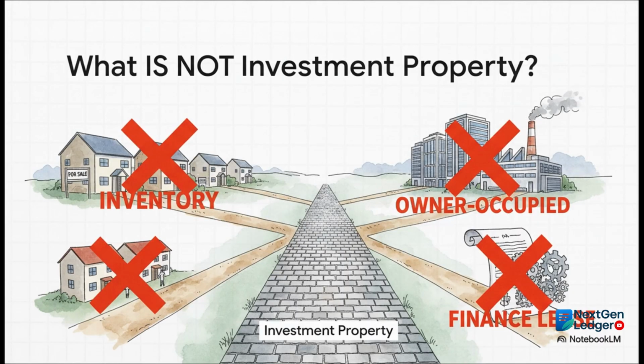Now, just as important is what isn't an investment property. A property that you plan to sell as part of your normal business, like a home builder, that's just inventory. That's a whole different standard. And of course, your own headquarters or factories, that's owner-occupied property. Property your own employees live in? Nope. And this last one is a bit technical, but property you lease out to someone else under a finance lease also doesn't count. So yeah, the lines are actually pretty clear.